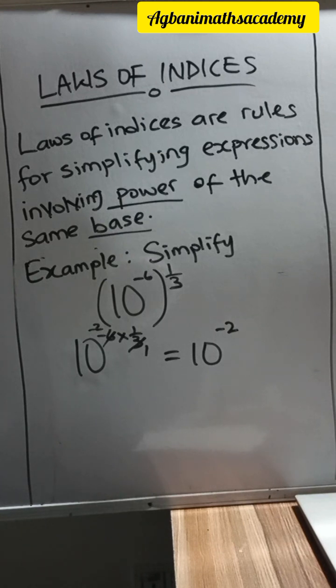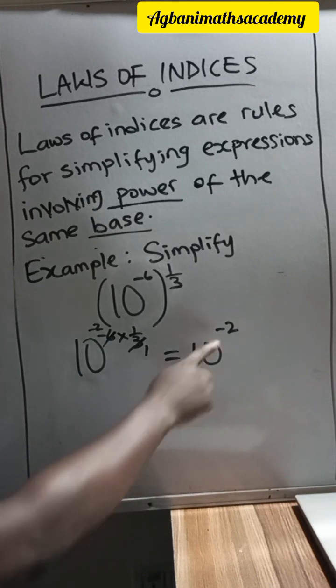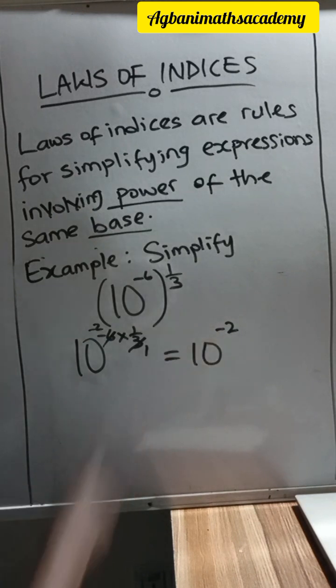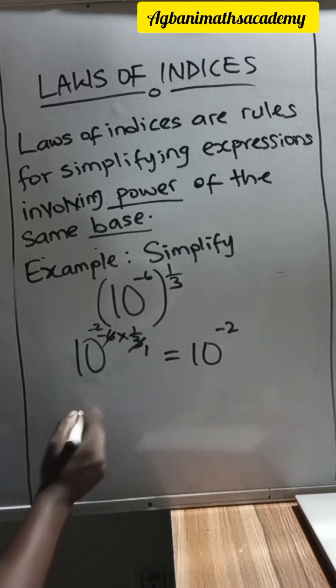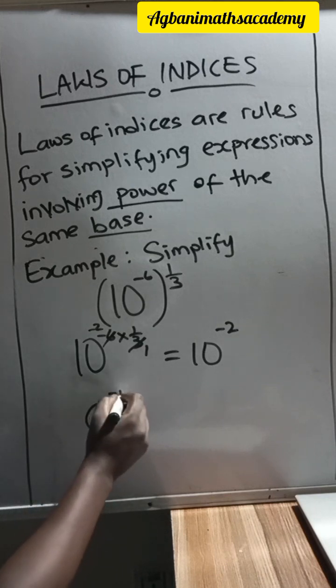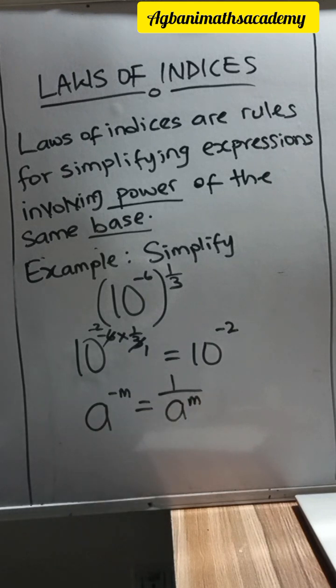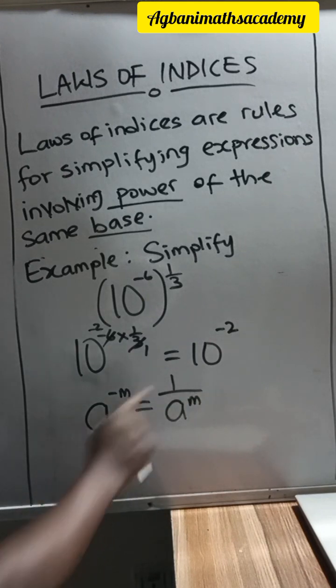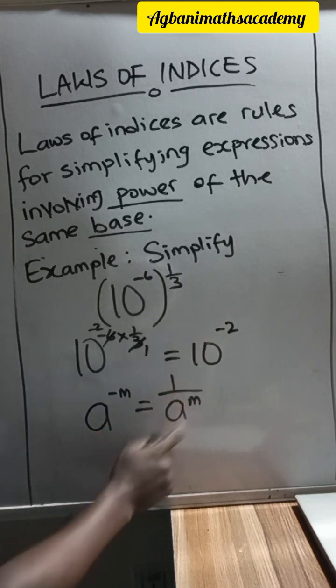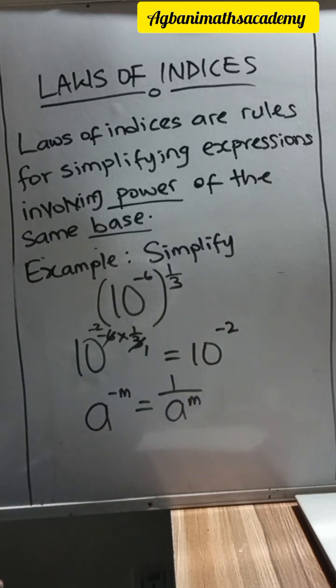The next law we are going to apply is the law of negative power, because we have a negative value here in the power. Remember, the law of negative power states that a to the power of minus m is the same thing as 1 all over a to the power of m. So that's the law of negative power. We're going to transform this to look like this. So let's do that.